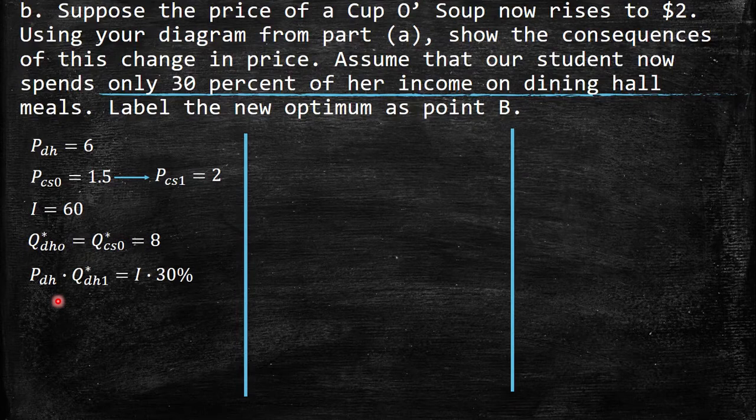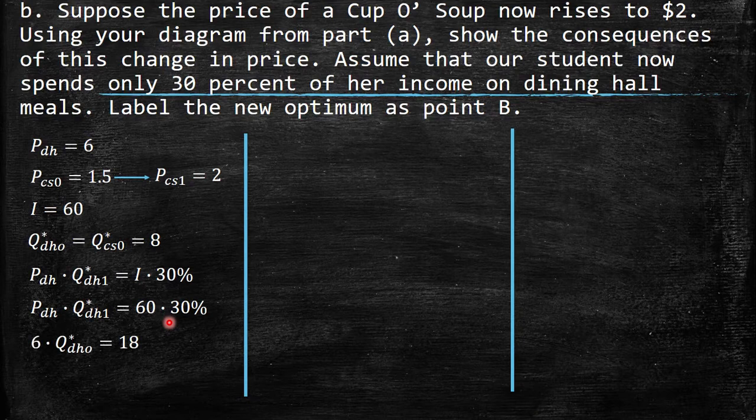Now imagine that she spends only 30% of her income on the dining hall. Then you have the income, the spending, and for the dining hall, the quantities and the price. I put here a label as 1 because this should be different from the previous situation. This should be the other quantity. We have 60, which is the income, times the 30%, which is the spending in the dining hall. Then you have 18, the price is already given, which is 6. Multiplying goes to the other side dividing. Then the optimal quantity for dining hall should be 3.